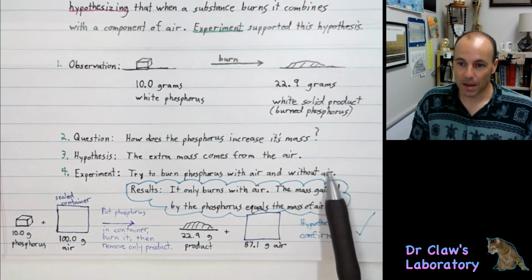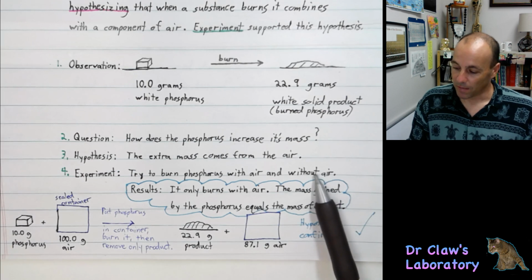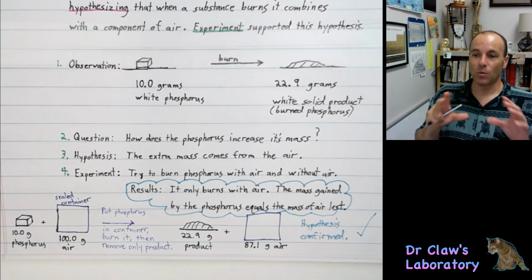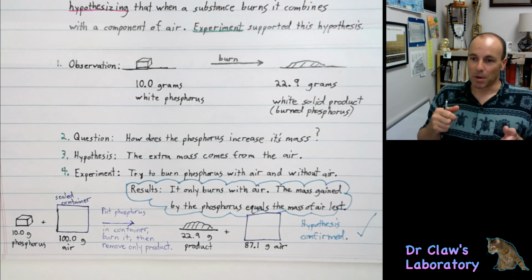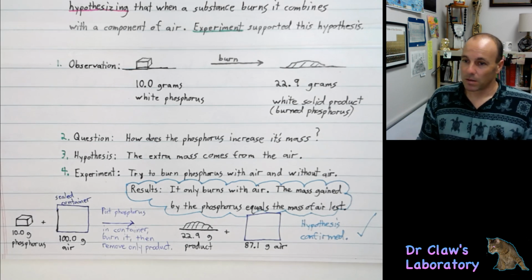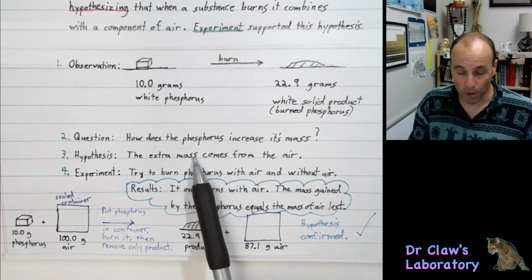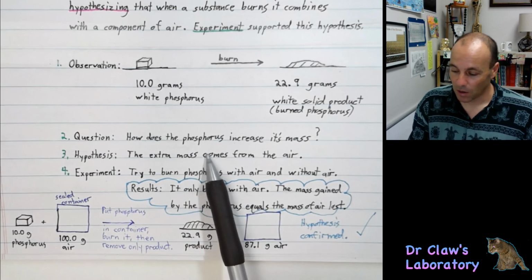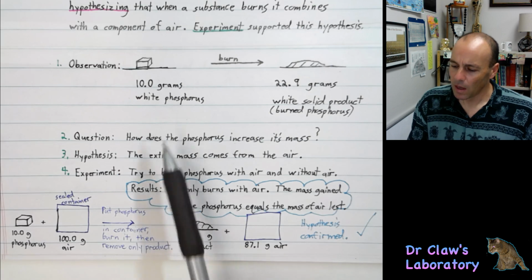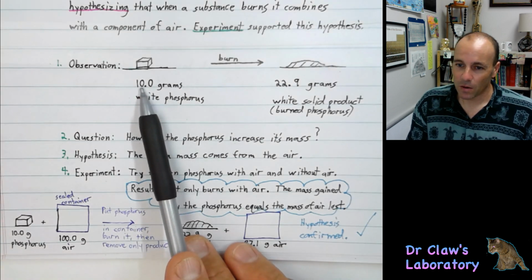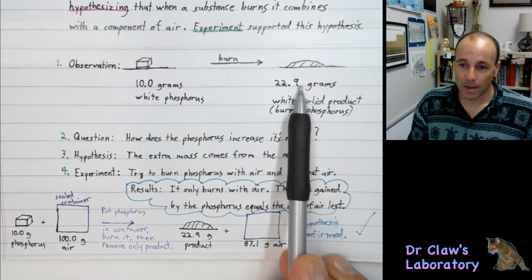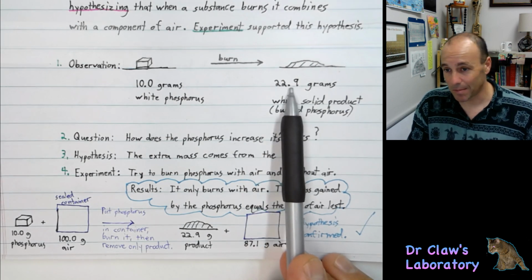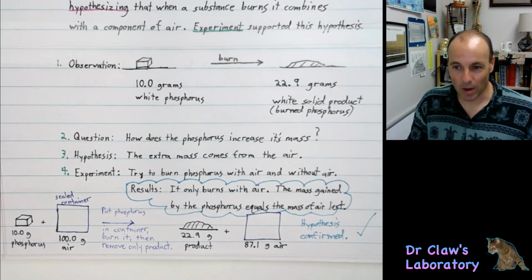Without the air, he found that the phosphorus wouldn't even burn, like in an evacuated container. If there is no air, if you suck the air out and you put your phosphorus in there and try to burn it, it won't even burn. So that is in support that the air is needed. But if you go back here, when he burned 10 grams of phosphorus and you end up with 22.9, that's an extra 12.9 grams. So let's get a little bit more quantitative.